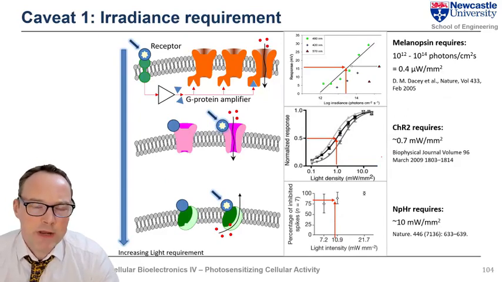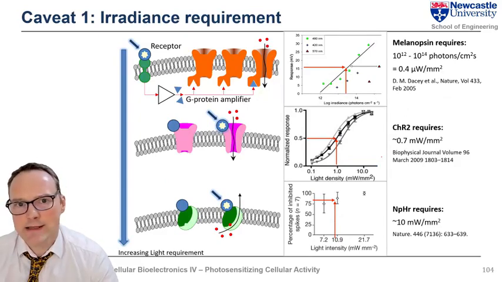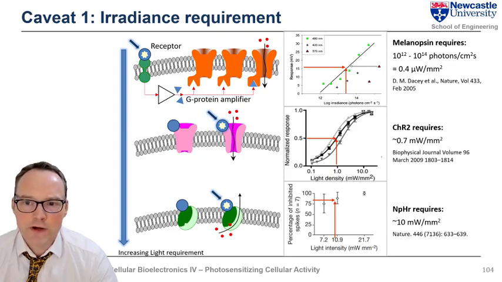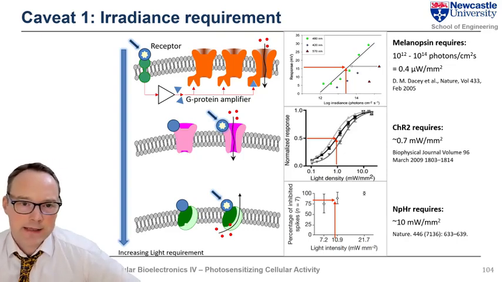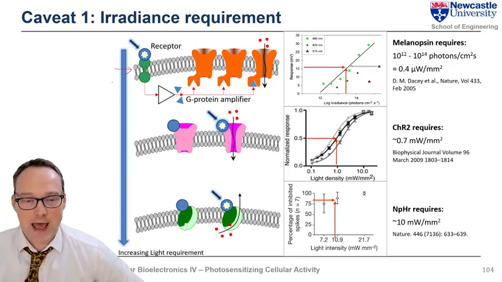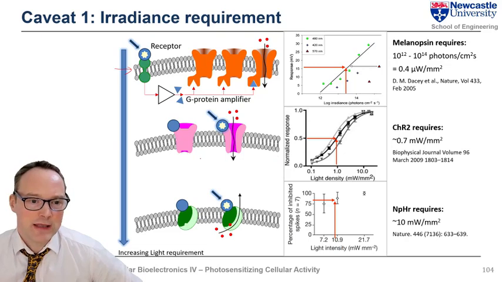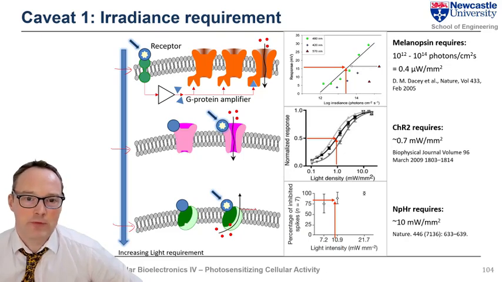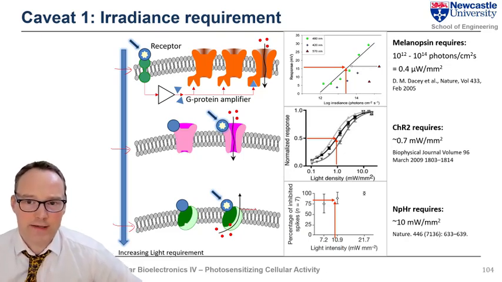But let me come up with the first caveat, and that is light requirement. So the first caveat, let's compare the different types of optogenetic agent. So the first optogenetic agent at the top is the G protein amplifier type approach. The second is to use the channelrhodopsin approach, and the third is to use the halorhodopsin approach. So this is where it's a light activated pump.